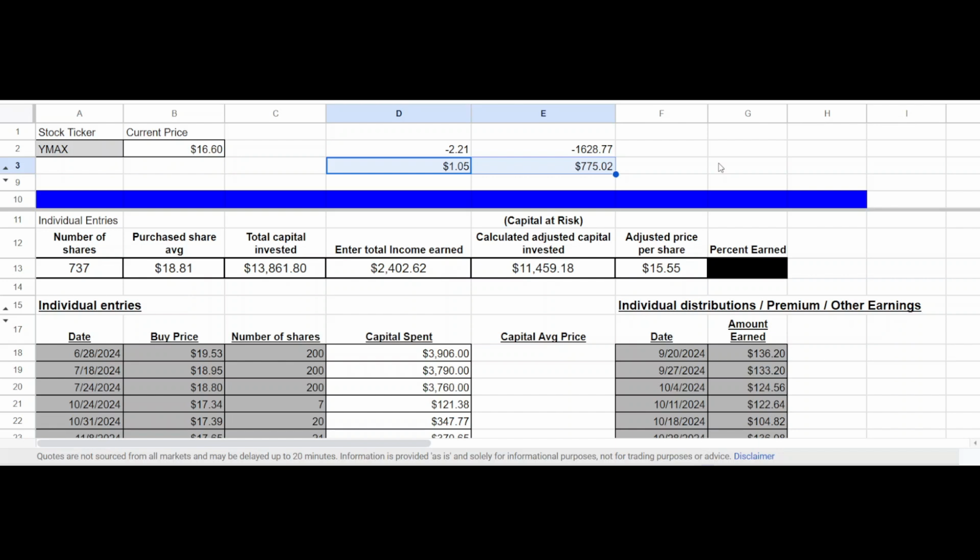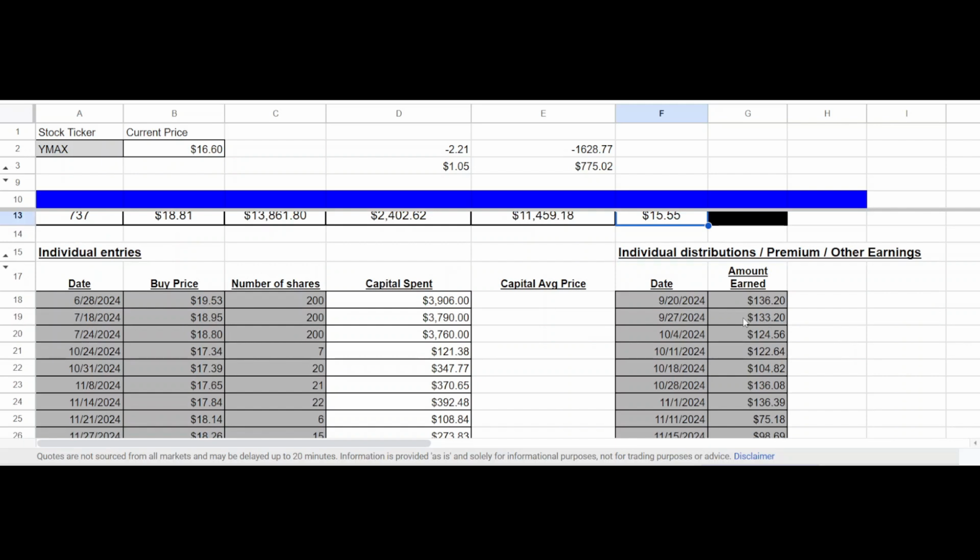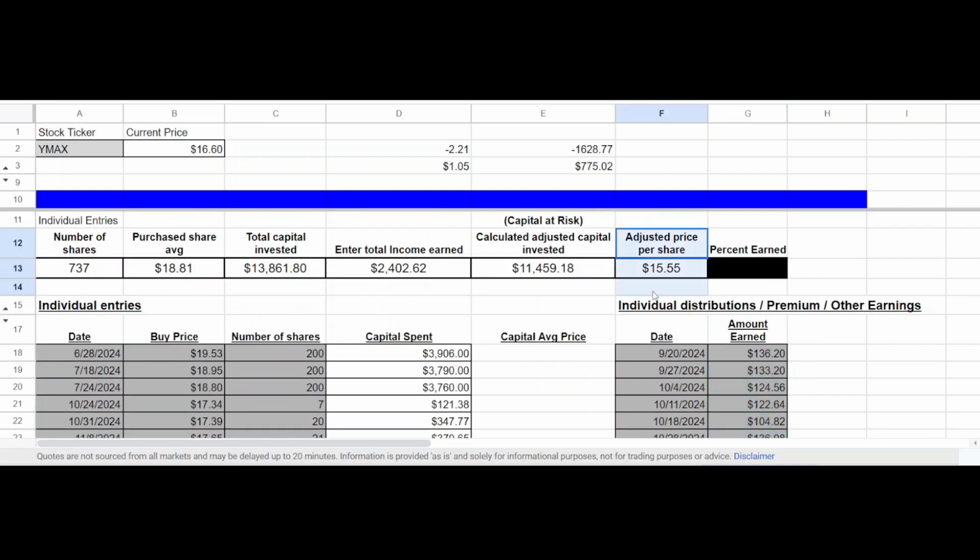But for me, currently, if I was just looking at YMAX and looking at my app, it would show that I have 737 shares at $18.81, and the current price of the stock being $16.60, and you're thinking, well, crap, yeah, I've made some distributions here, but I'm under the current price. Well, by doing this calculated average, now you can start understanding the effects that the distributions have on the price of the shares that you own. This is just the price that you paid for it. This is what it's actually worth now. This is what your cost is now after you add in what you've earned.